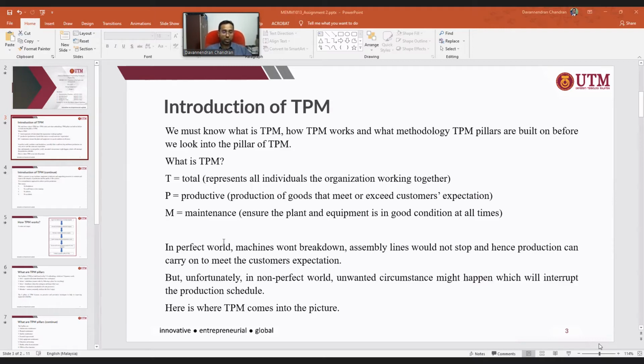In a perfect world, the machines won't break down, the assembly lines won't stop, and hence the production will go on and they will be able to meet the customer's expectation, the yield and the quantity they need. But unfortunately, in a non-perfect world, something may happen, unwanted breakdowns. This interrupts the production schedule, and hence, if this happens, the plant would not be able to produce the quantity required by the customers, right? So that is where TPM comes into the picture.